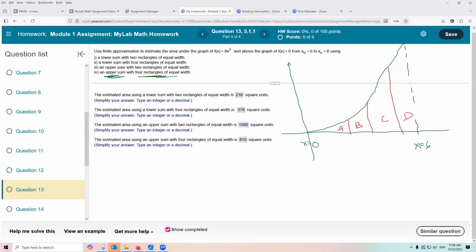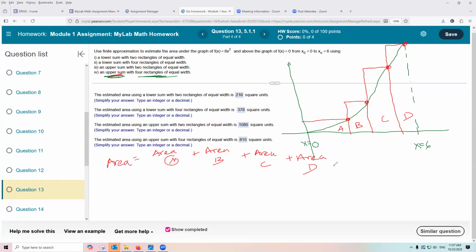Now they're telling me to use the upper sum. Well, what that's really saying to me is use the right endpoints. So for rectangle A, I'm going to use this height. Rectangle B, I'm going to use this height. Rectangle C is going to get that height, and rectangle D is going to get this height. All right, so for our area, we're going to need the area of rectangle A plus the area of rectangle B plus the area of rectangle C plus the area of rectangle D.